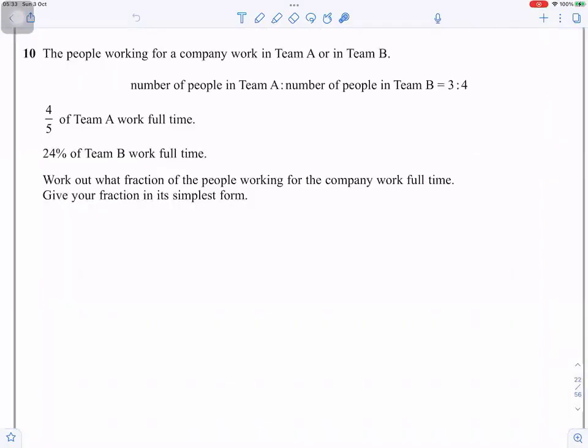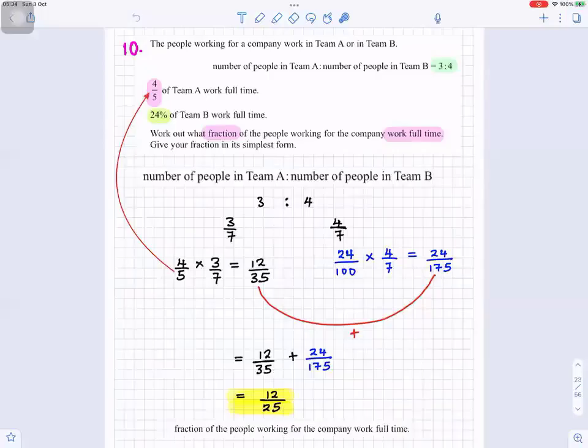Question number 10. The people working for a company work in team A or in team B. The number of people in team A to the number of people in team B is 3:4. 4/5 of team A work full-time. 24% of team B work full-time. Work out what fraction of the people working for the company work full-time. Give your fraction in its simplest form.